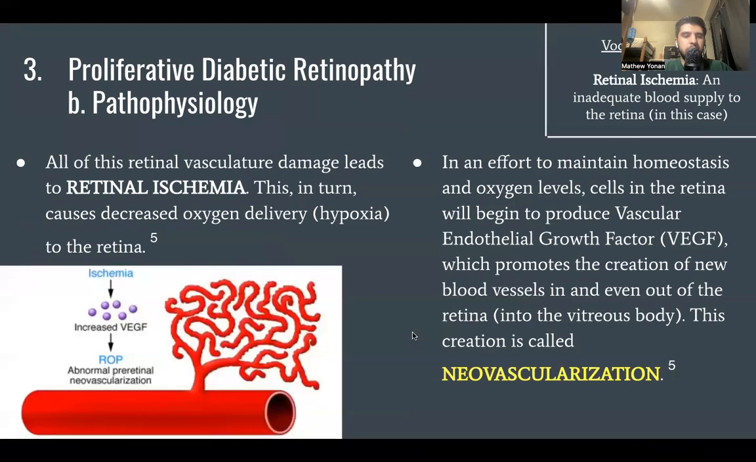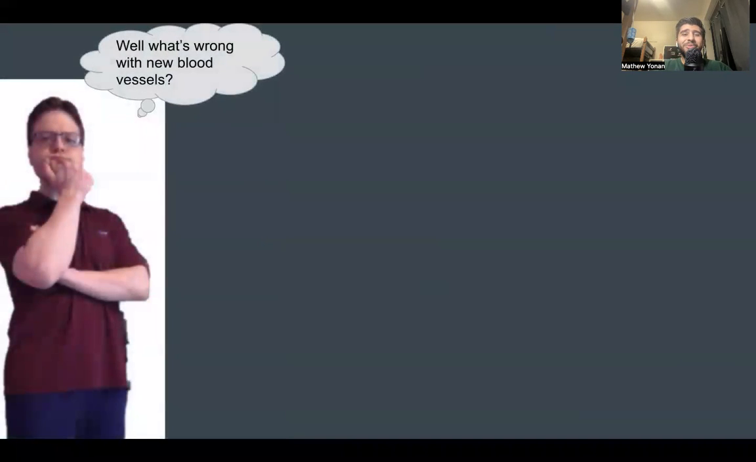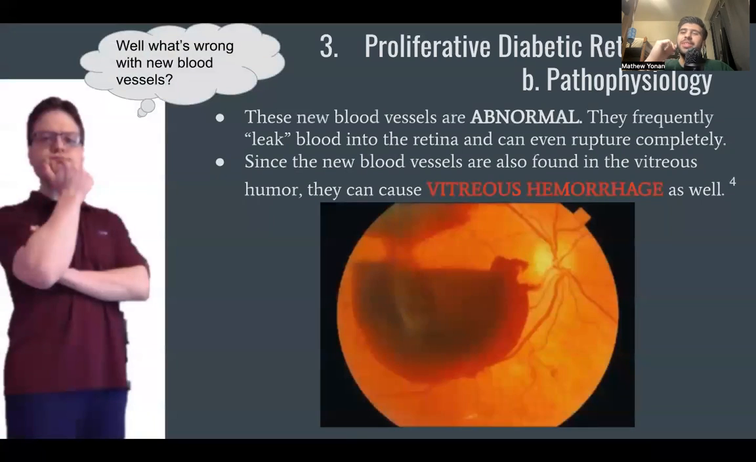All right, so here's a picture of these blood vessels in a fundoscopy. They're really small vessels, but they are visible. And so these are typically the first signs of the third stage, proliferative diabetic retinopathy. So, well, what's wrong with new blood vessels, right, Dr. Zubek?